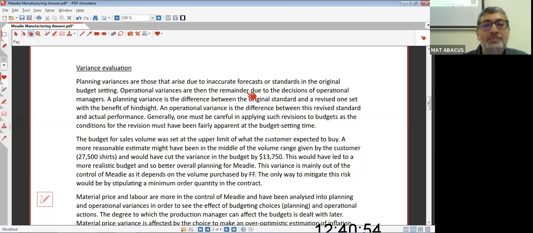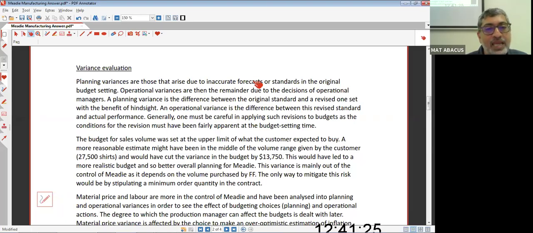Operational variances are then the remainder due to the decisions of operational managers. A planning variance is the difference between the original standard and a revised one set with the benefit of hindsight. And an operational variance is the difference between the revised standard and the actual performance. Generally, one must be careful in applying such revisions to budgets, as the conditions for the revision must have been fairly apparent at the budget setting time. Because, and in this case, it was for the price.